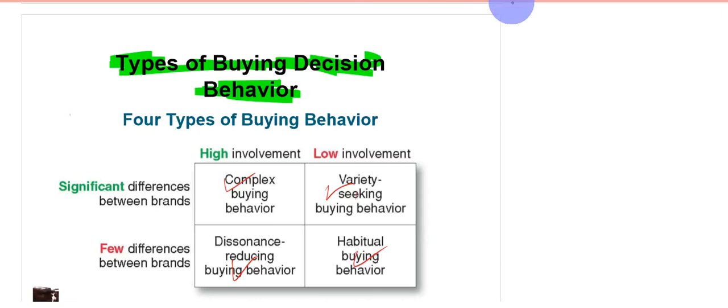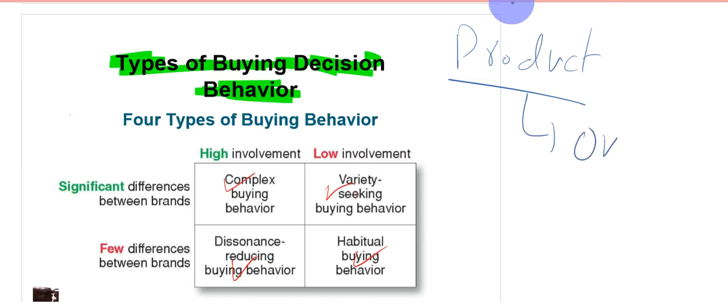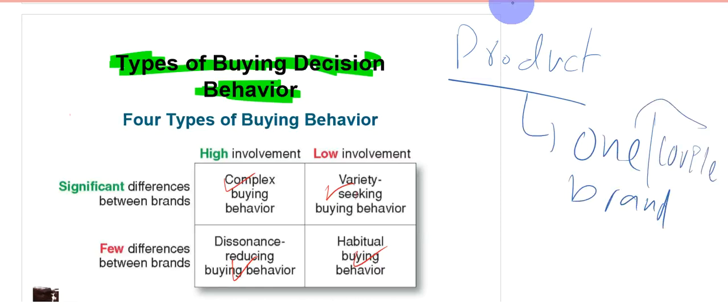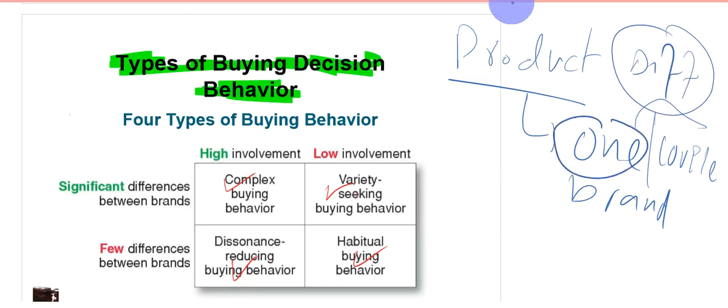Students, when we go to market to purchase any product, sometimes we see that there is only one brand, or there are only a couple of brands, and we do not find any difference amongst the brands, and we have to choose between this or this. In this case, consumers do not have any choice.